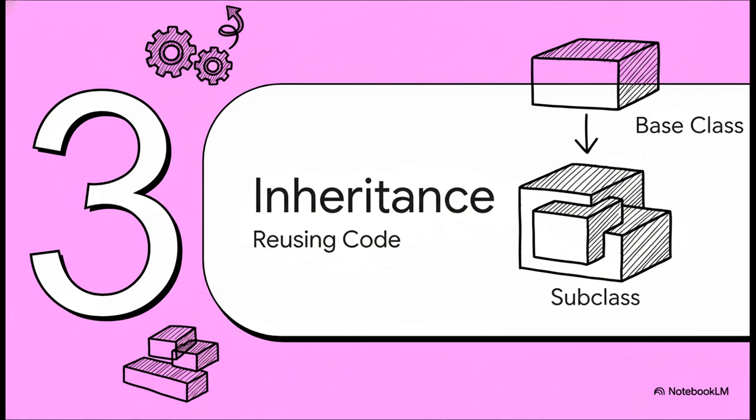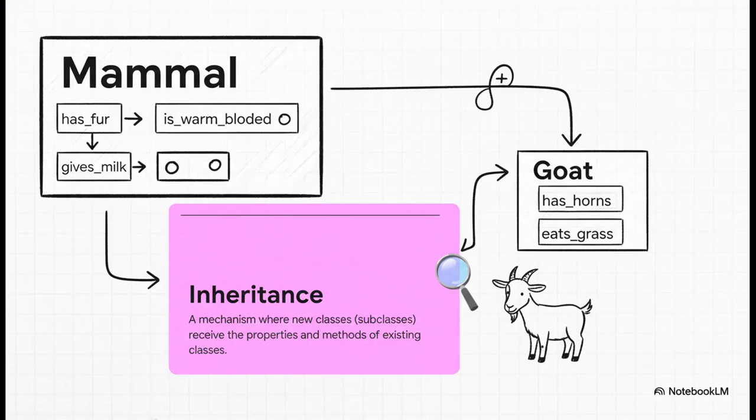Why build something completely from scratch when you can just take something that already works and add to it? Inheritance lets you create a new class, we call it a subclass or a child class, that is based on an existing one, the base class. And here's the magic: the child class automatically gets all the properties and abilities of its parent. So for example, you could have a base class called mammal and then create a goat subclass that inherits all the normal mammal stuff, but you can also add its own unique goat-like behaviors.